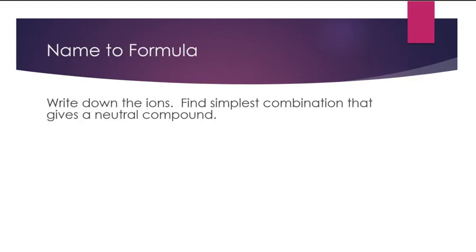Okay, now going the other way, if you're going from a name to a formula, the best thing to do is write down the ions, including their charges. And then you have to look at them and find the simplest combination of those 2 ions that gives a neutral compound.